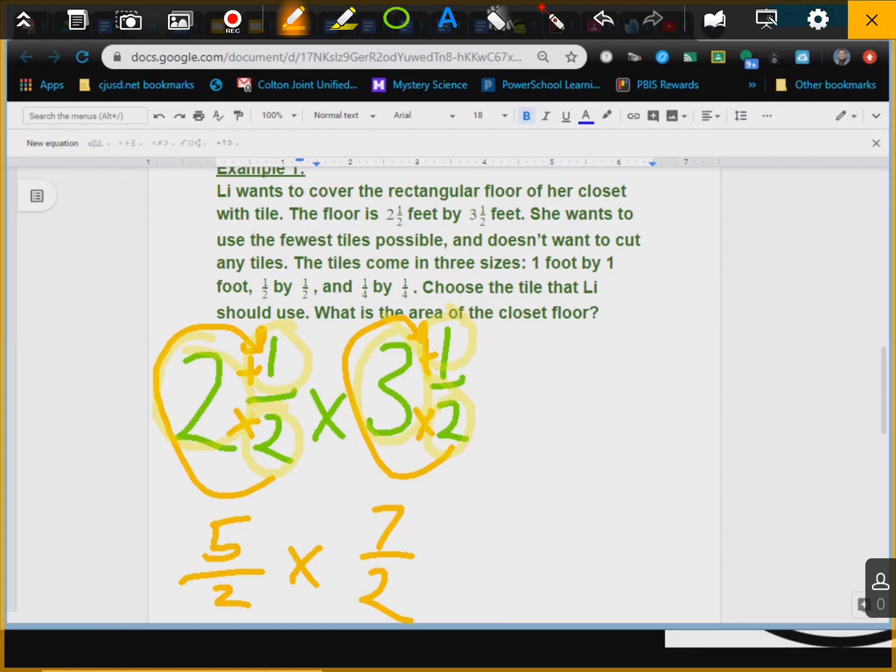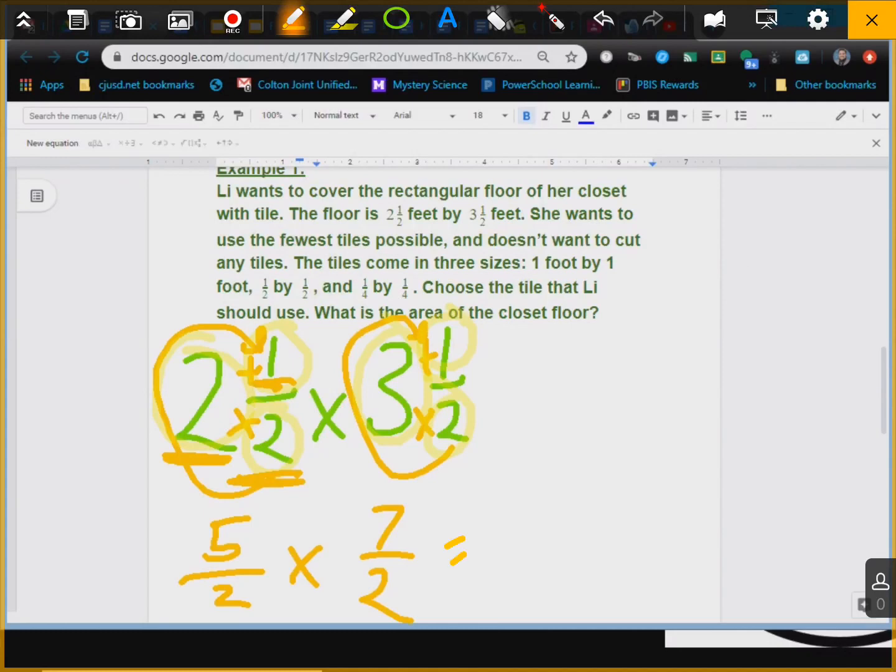I'm going to explain that one more time because you might have heard an announcement that was taking up the audio. You got to multiply the denominator times the whole number and then add the numerator. That's going to get you the improper fraction. So 2 times 2 is 4, plus 1 is 5, denominator stays the same, 5 over 2. 2 times 3 is 6, plus 1 is 7, denominator stays the same, 7 over 2.